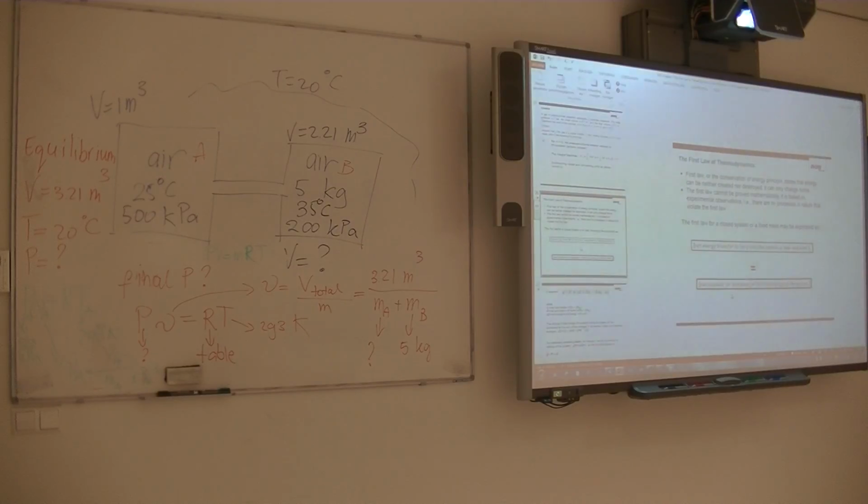Let's see. First law of thermodynamics. Closed system, the net energy transfer from the system as heat and work equals the net increase or decrease in total energy of the system. See? Net energy transfer to or from the system as heat or work equals the net increase or decrease in the total energy of the system.